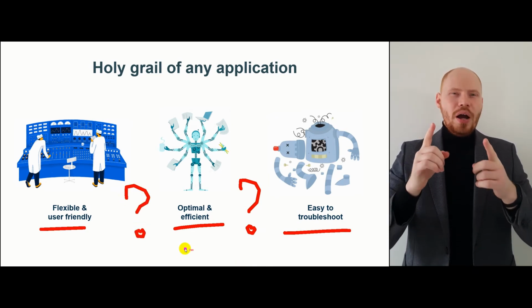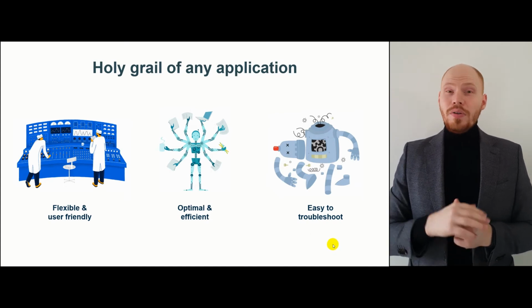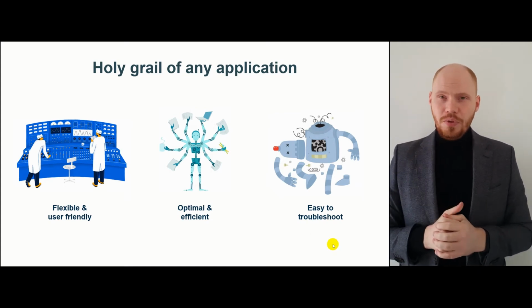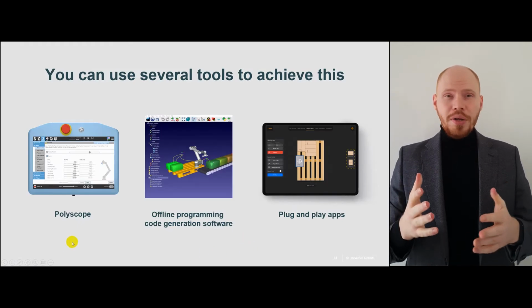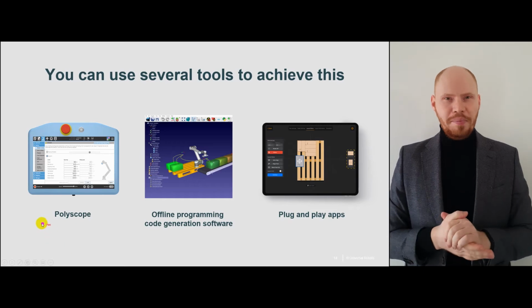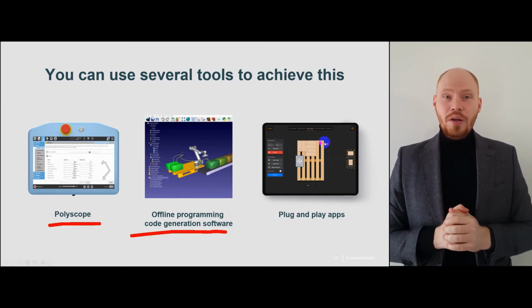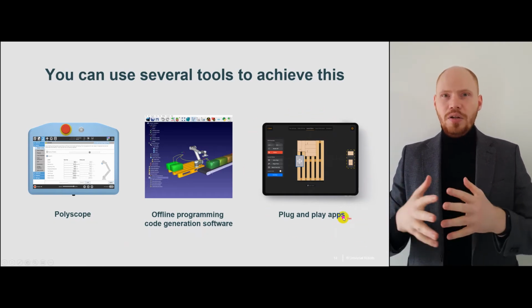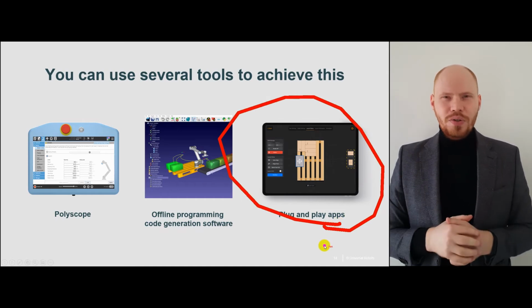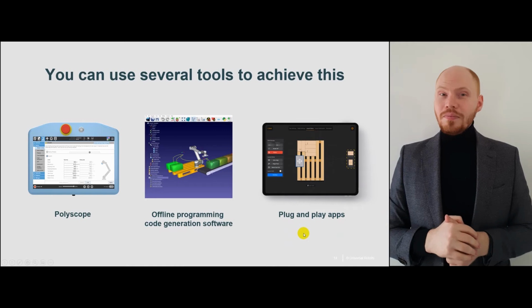But let me show you how we as Native Robotics get to the Holy Grail. There are three tools which you can use to get there. You may teach the robot how to palletize on your own by using Polyscope or offline programming software. Alternatively, you may use a new approach. You can take an advanced, user-friendly app for your application and install it on your robot, the same as you do with your smartphone. The last option is what we do at Native Robotics.